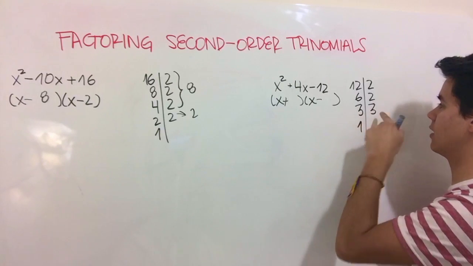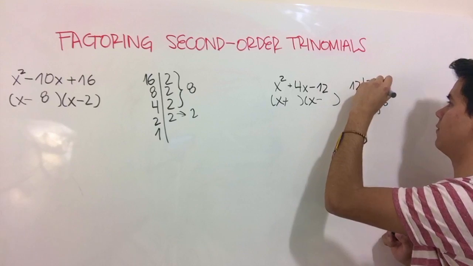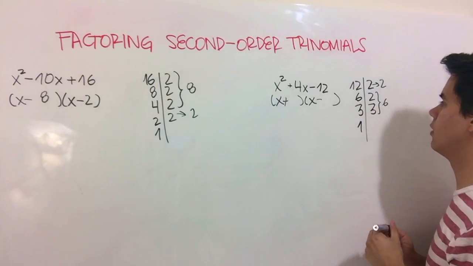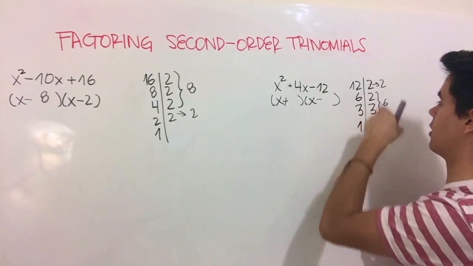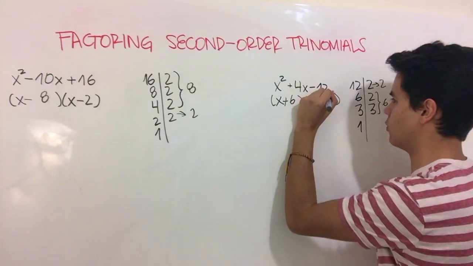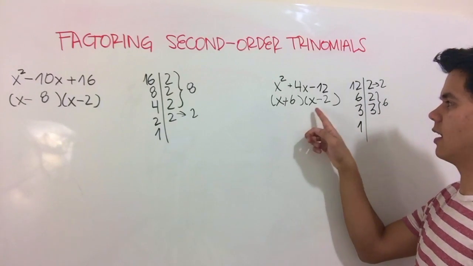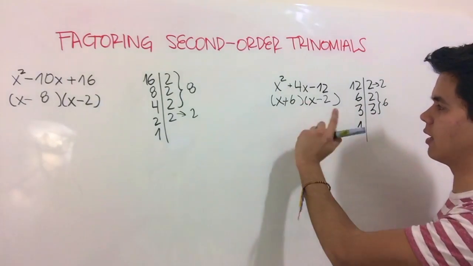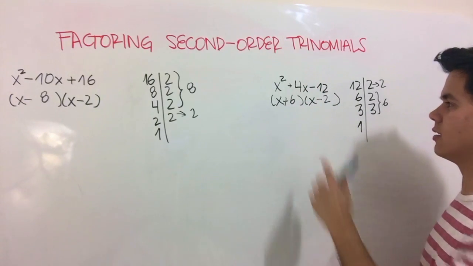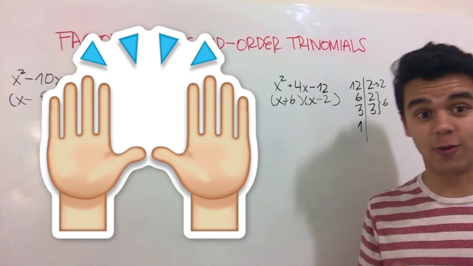What if now we take 2 times 3, which is 6, and we leave the 2 by itself. So let's put our largest number in our first term, 6, and the smallest one in the second one. So x plus 6, x minus 2. We know that 6 minus 2 is 4, and 6 times negative 2 is negative 12. So those numbers are really good.